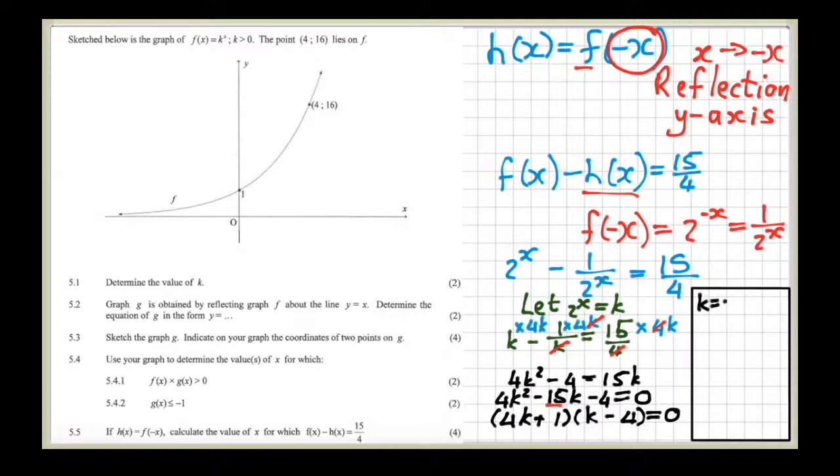K equal to negative a quarter, which means 2 to the x is equal to negative a quarter. But is this possible? No. Okay, just want to make sure, yes, it's not possible because 2 to the x cannot be a negative number. My second possibility is k can be 4. Let me write a big or there. In other words, 2 to the x is 2 to the 2, which leads me to x being 2.